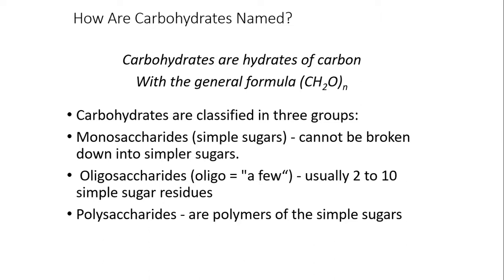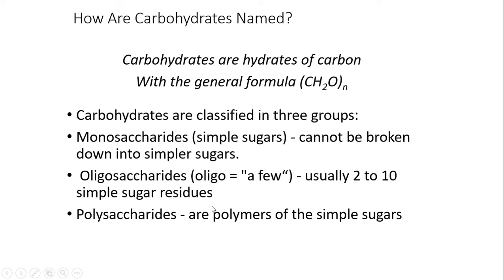Monosaccharides, which are the simplest sugars, cannot be broken down further. This is the smallest saccharide unit. Examples of these are glucose and fructose. Oligosaccharides, oligo meaning a few, usually range from 2 to 10 simple sugars that are connected by glycosidic bonds. And notice we use the term residues here just like we did with amino acids. So monosaccharide units are called residues.